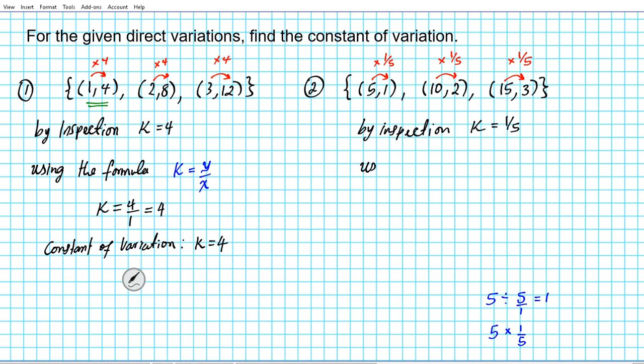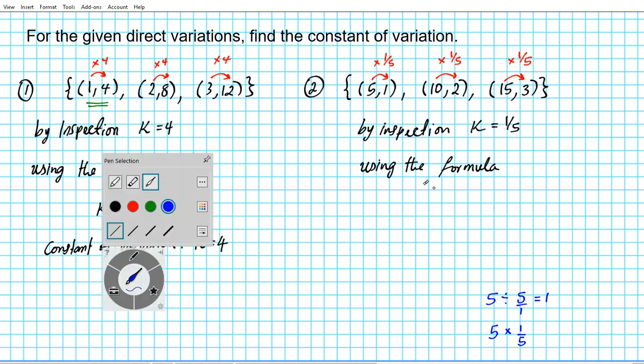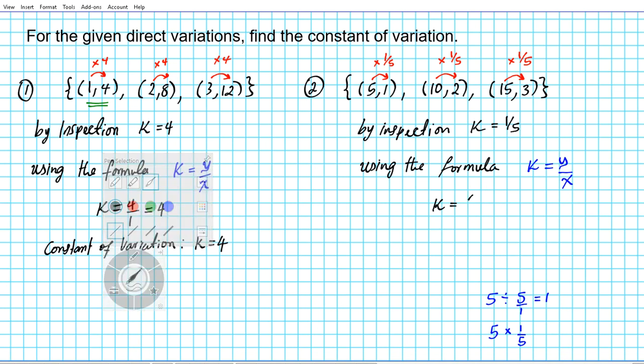How about using the formula? Let's go ahead and write down what the formula is for direct variation. The formula is given by k, the constant of variation, equals y divided by x. If we make the substitution, you can pick any ordered pair that you want. Let's pick the second one, for example. y is 2, x is 10.